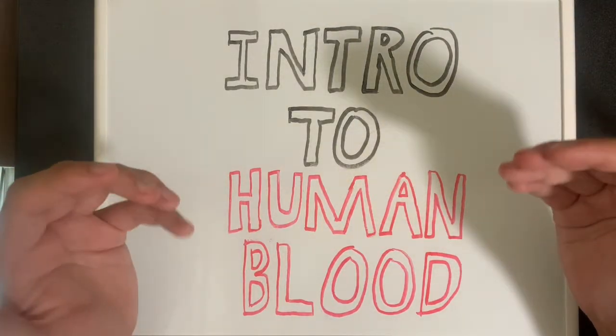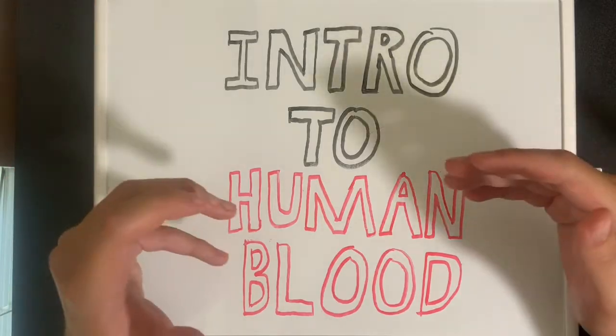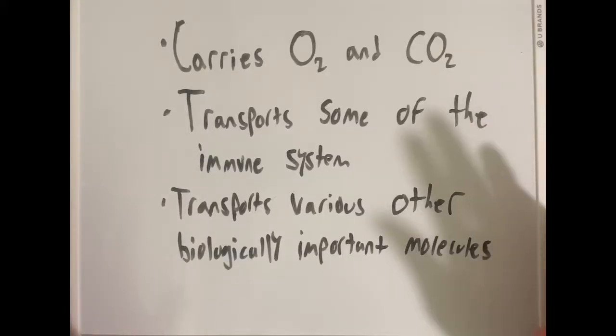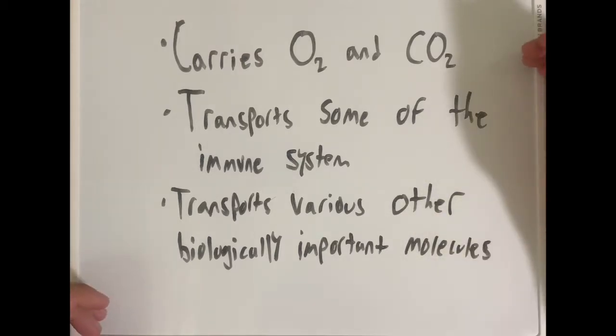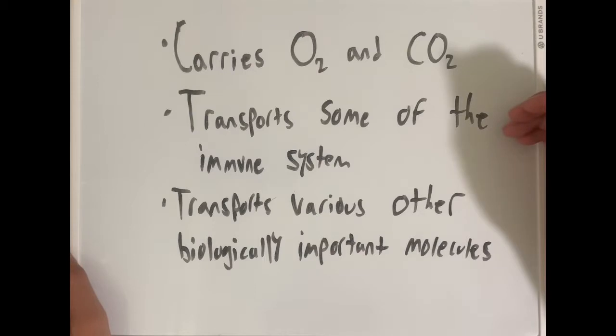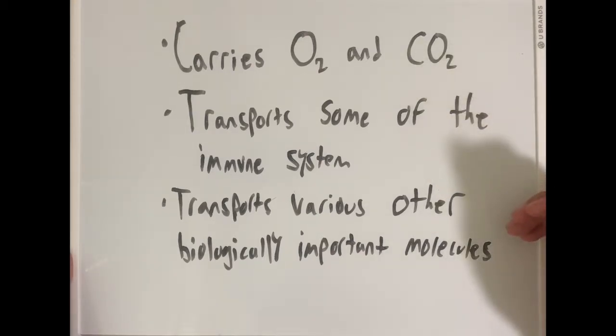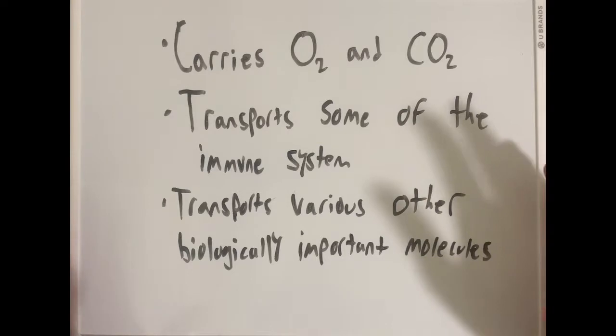So this video will be kind of an introduction to human blood. As you're probably aware, human blood is incredibly important for our survival. It has many primary functions. The one that most people know is that it carries oxygen and carbon dioxide. It also transports some of the immune system, such as leukocytes or white blood cells. And it transports various other biologically important molecules such as hormones. These are the main functions of the blood transport system.